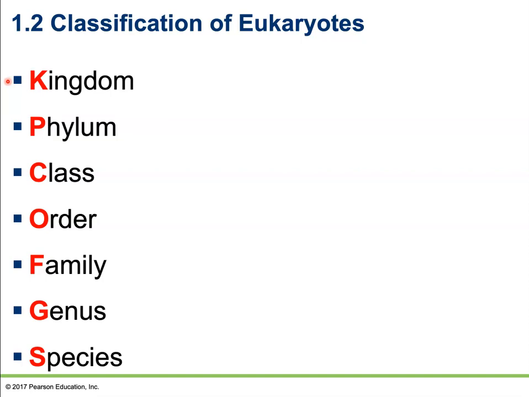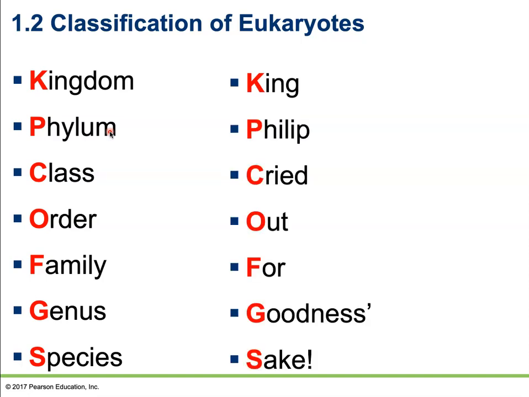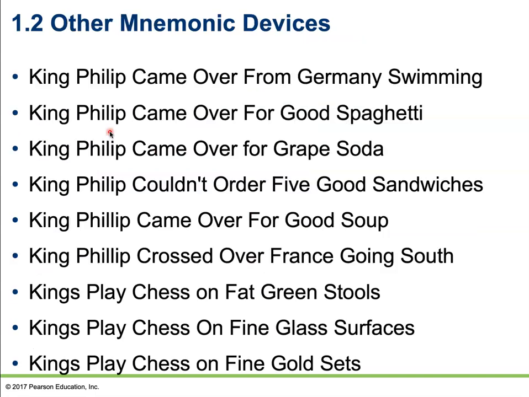So one way that you can help memorize this order of kingdom, phylum, class, order, family, genus, species is to use a mnemonic device. The mnemonic device that I was taught in school was King Philip cried out for goodness sake. So that's how I remember the order: kingdom, phylum, class, order, family, genus, species. There are a bunch of other mnemonic devices that you can use.